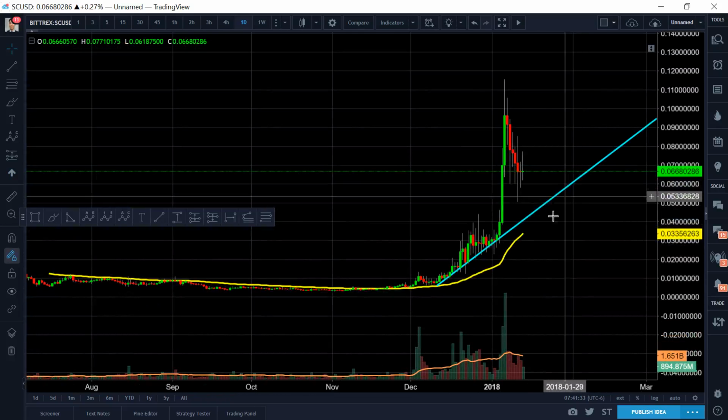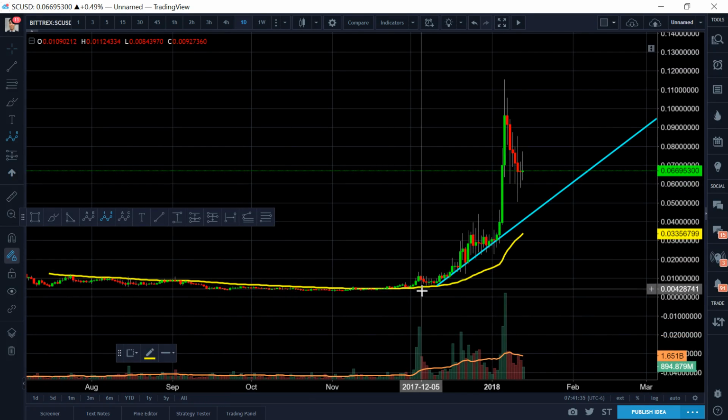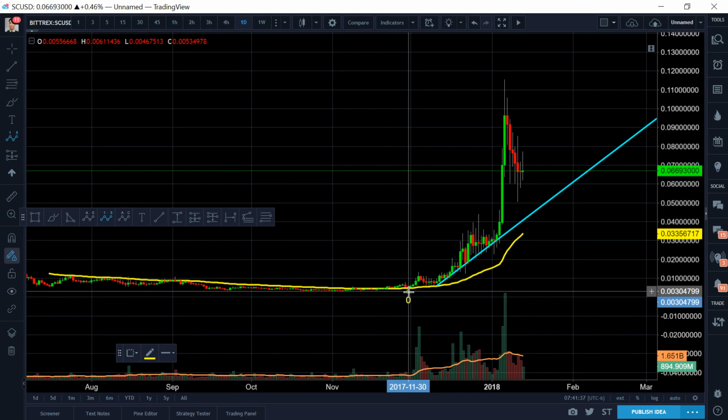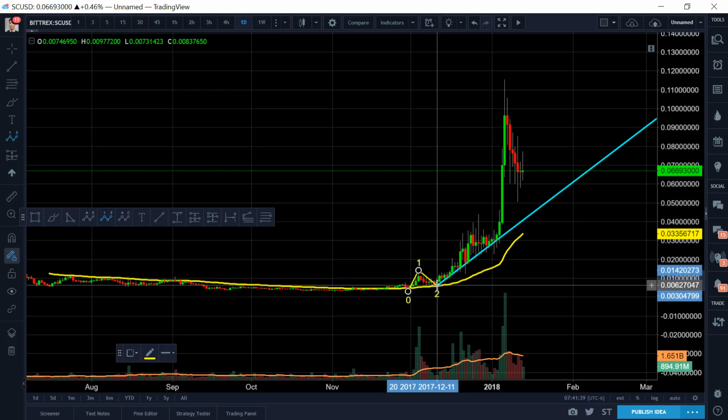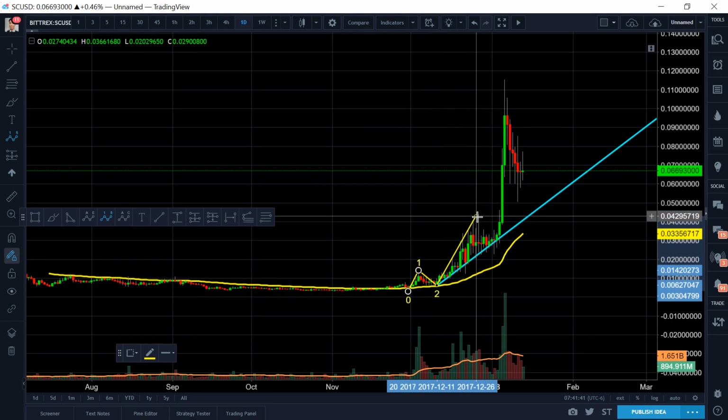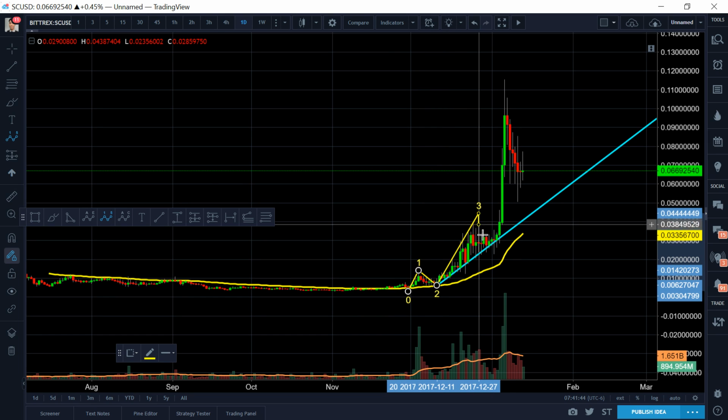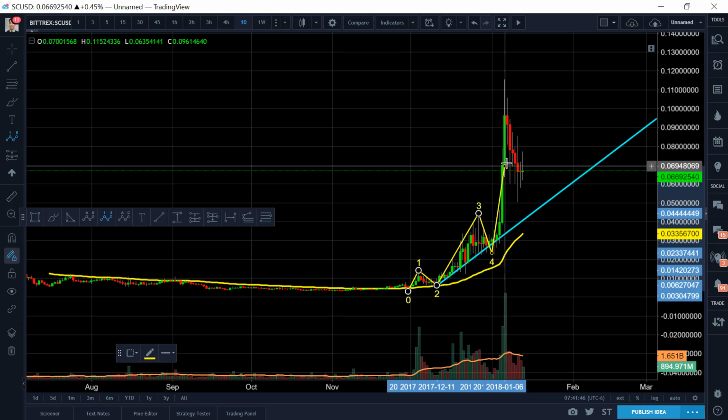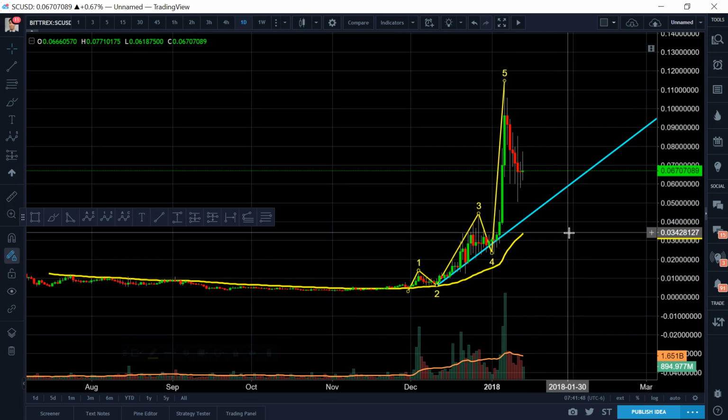So the official impulse wave up began right here. You can call this a small wave 1, which definitely is it, since the wave 2 got a higher low. And all of this is wave 3 somewhere, and all of that's wave 4 somewhere. And this made a wave 5.